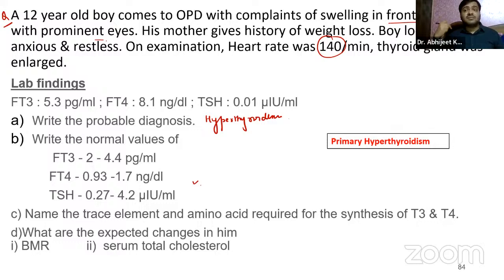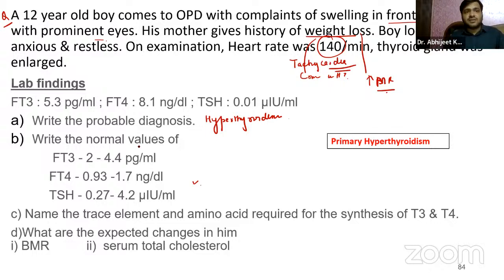Again, in Graves' disease, there is excessive production of thyroid hormones. We have weight loss, guys. Weight loss is common in hyperthyroidism, due to increased basal metabolic rate, right? Elevated heart rate, guys, it's tachycardia you can see over here, which is again a symptom of hyperthyroidism.